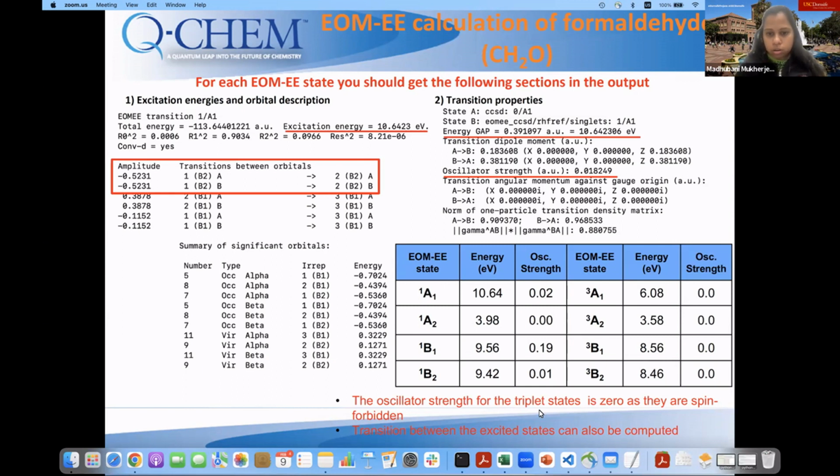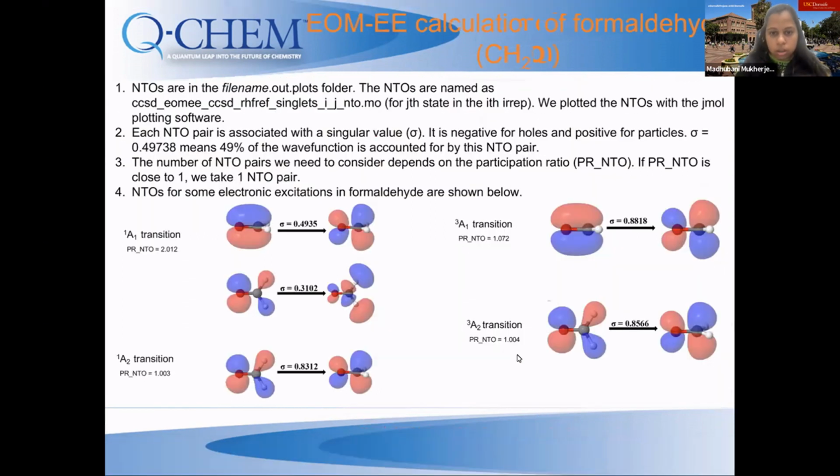Then for your future purpose, here we are listing some of the natural transition orbitals, which are very important to visualize the transitions. But these are for your future purpose. You can't currently do it with the help of IQmol. So yeah, that's it.